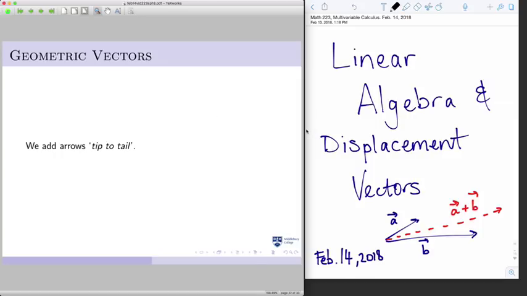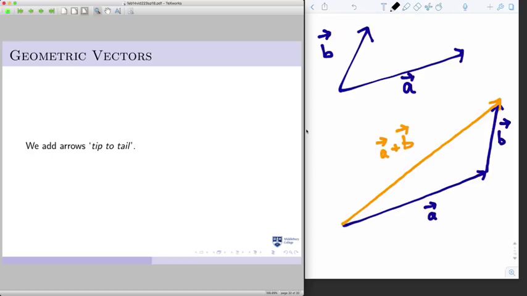Moreover, we can in fact add these geometric vectors or arrows. If I take two arrows, A and B, I can form their sum, A plus B, by sliding B along A so that the tail of B is at the tip of A. Then the sum is the arrow I would obtain by starting at the tail of A and drawing the arrow to the end point of B.